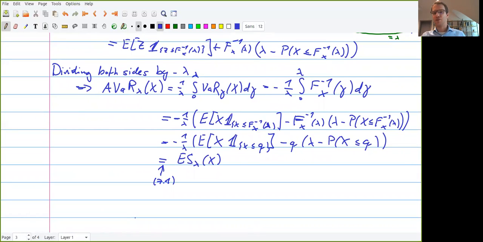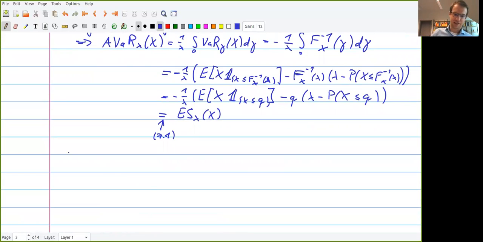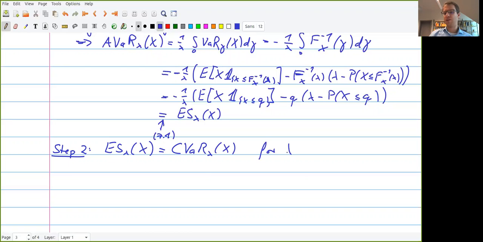The second step is easier, so don't worry. The calculation gets easier here. Step 2. So what's missing? We want to show that the expected shortfall at level lambda of x is equal to the conditional VaR at level lambda of x. Of course, for all lambda, as usual, between 1 and 0.